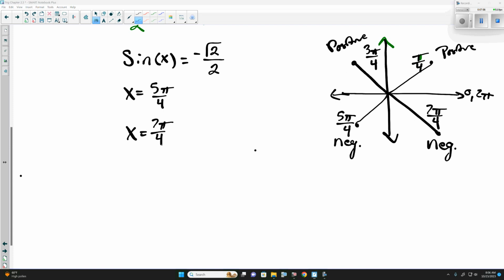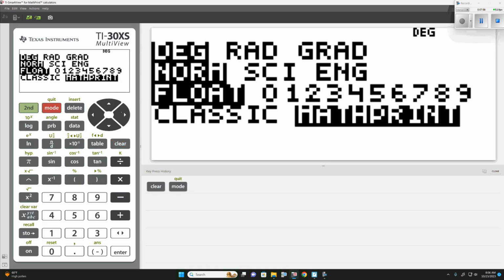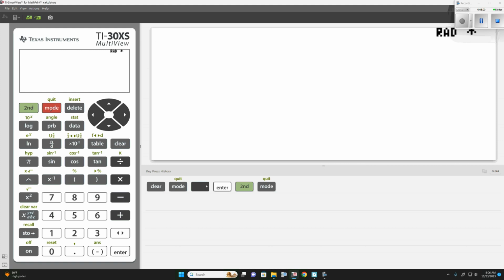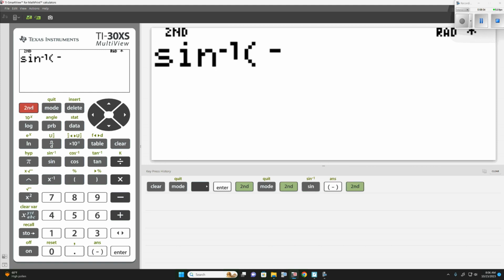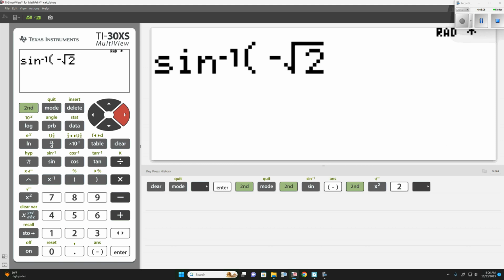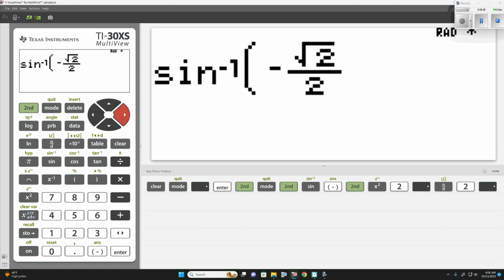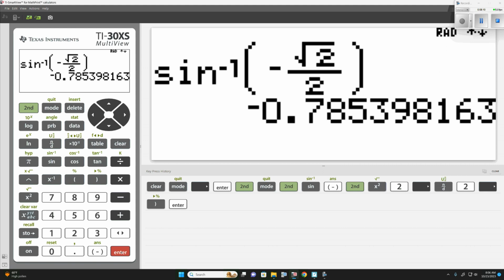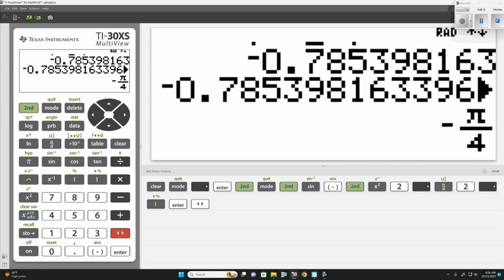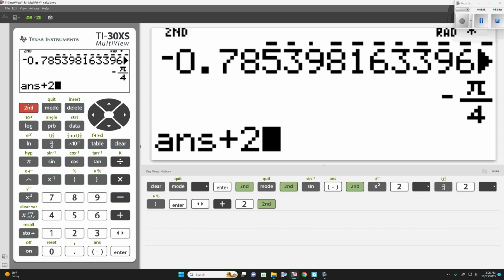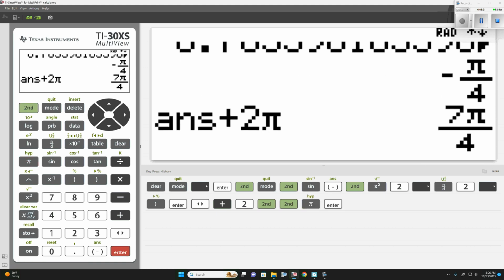Now, if we did this in a calculator, we did sine inverse, and we'll need it in radians, because when we solve, especially for an angle, we need our answer in radians. We get this here, which is negative pi over 4. Now, I'm going to add 2 pi to it because we really want our answer in positive angles. 7 pi over 4, found it on the unit circle. This is what we have.